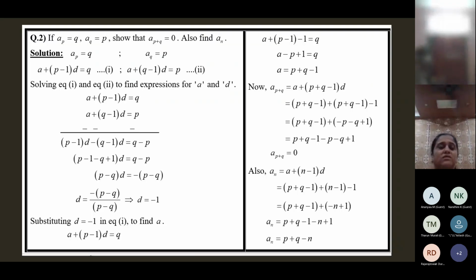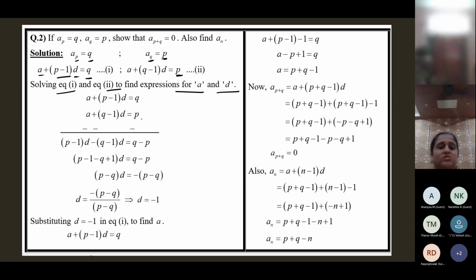So again, like the first one, we will get two equations. We'll solve and find the expressions for A and D. The Pth term is Q, that means A plus P minus 1 into D is Q. The Qth term is P, so A plus Q minus 1 into D is P. So we have two equations, and we'll solve them to find the expressions for A and D.